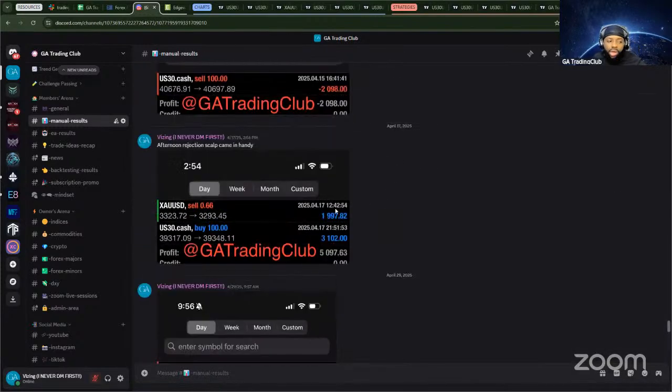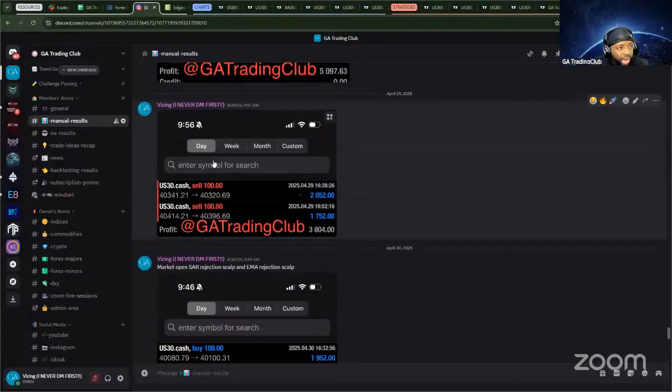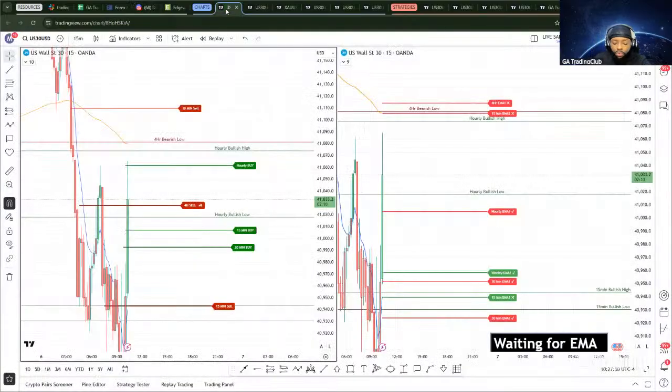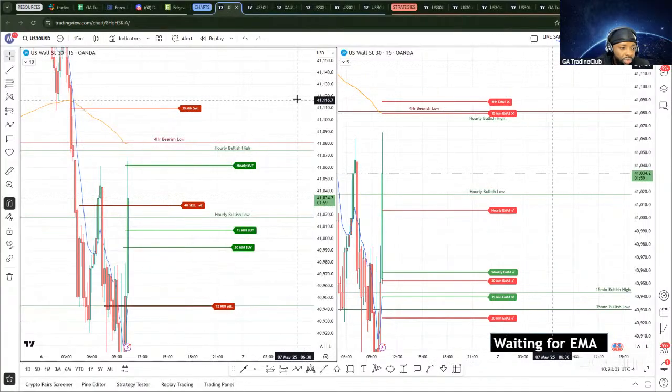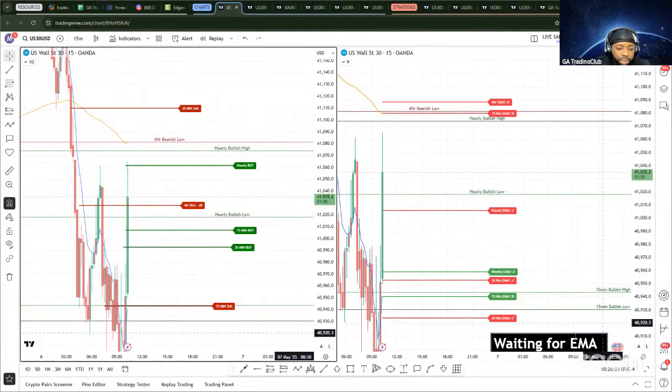So at some point there's bound to be losses, but normally with this rejection scalp strategy, I think it has a 70% win rate. So meaning for every 10 trades, about 6 to 7 of those trades win. So you do expect to lose like 3 or 4 out of 10 trades. But with the trailing stop and all of that, you still end up pretty profitable.